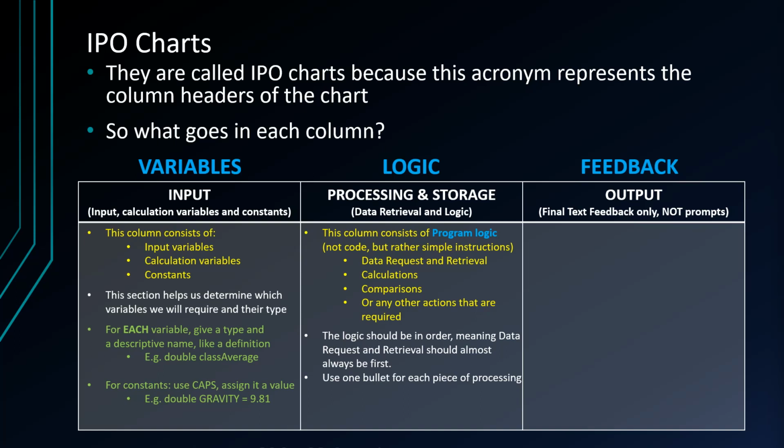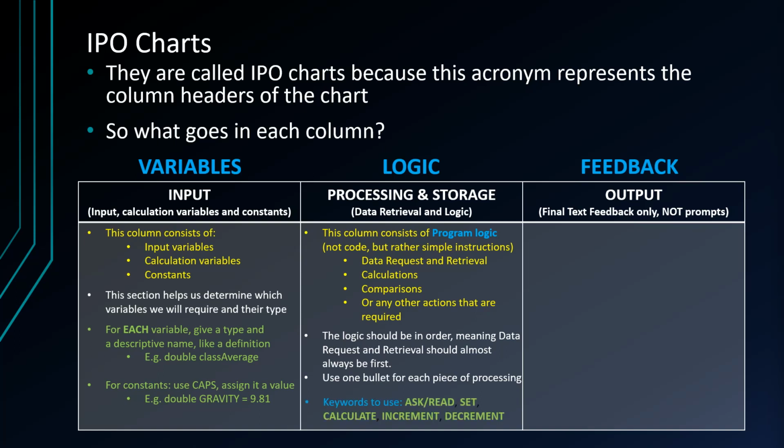So the logic should be in order because when you go to program this later, you want to make sure that you're programming from top to bottom. So that's why we want to do data retrieval. So they ask and read the first thing in this column. How are we going to state it? For every single item that you put in here, just use a bullet point. One bullet point per piece of processing. And that's it.